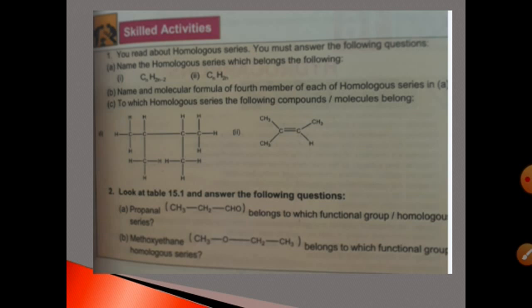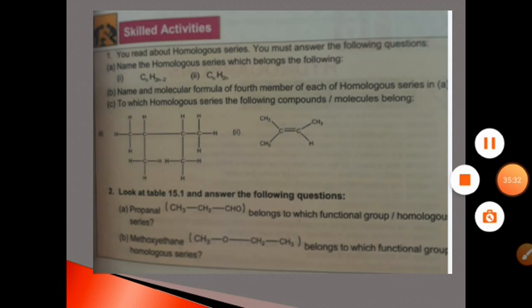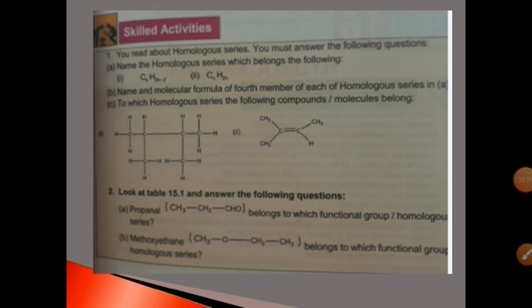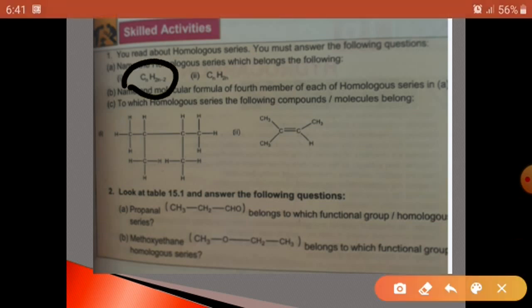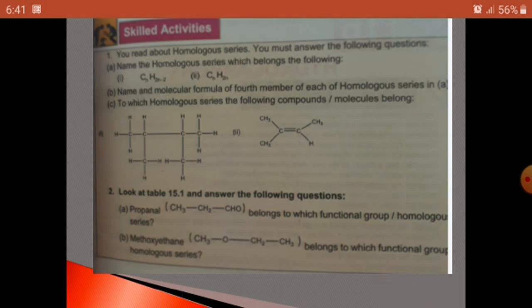Next is skill activities. If you read about the homologous series, you must answer the following question. Name the homologous series which belong to the following: CnH2n minus 2. CnH2n minus 2 is the general formula of alkyne. It represents the alkyne homologous series, and second, CnH2n. CnH2n represents alkene. Here CnH2n minus 2 represents alkyne and CnH2n represents alkene.